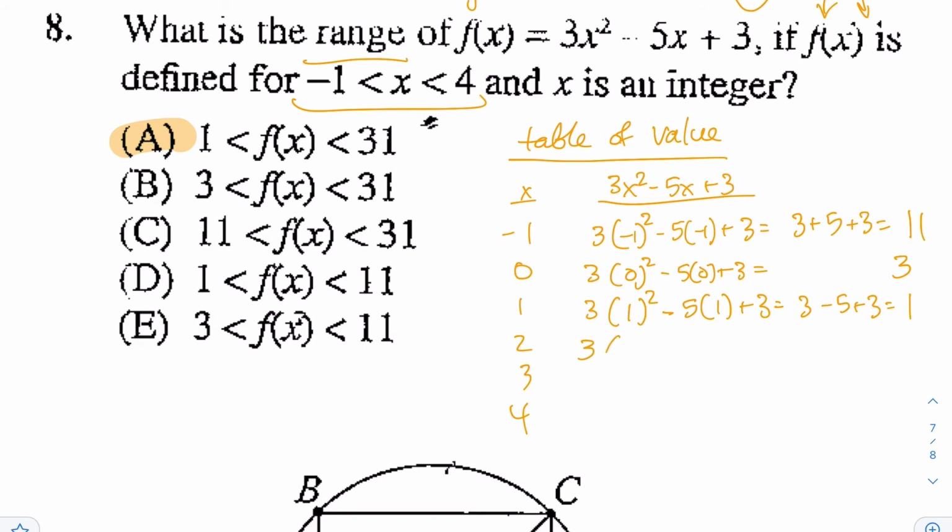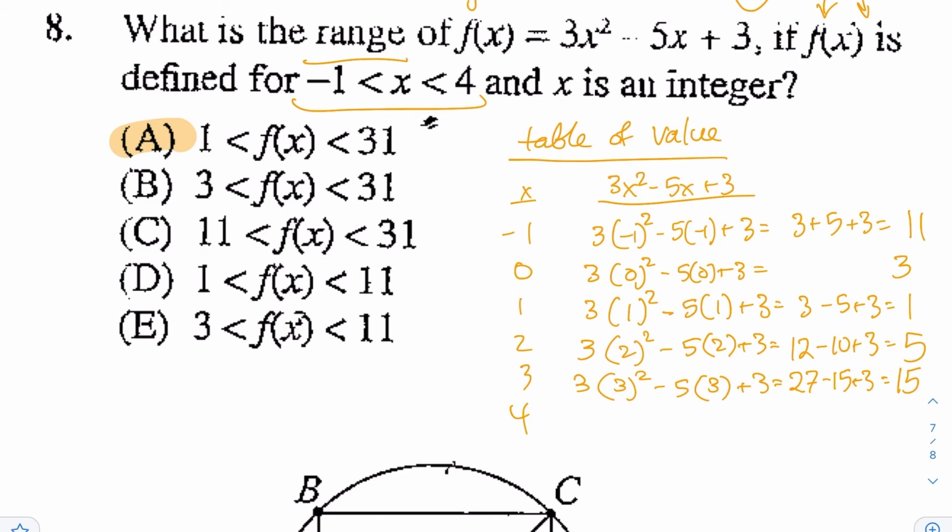Then you substitute in 2, and then you're going to see that it's going to start to increase again, or potentially increase again. So that's 3 times 4. This is 4. That's going to be 12 minus 10 plus 3. That's going to be 5. And when we substitute in 3, it's 3 times 3 squared minus 5 times 3 plus 3. And this is 9, so 9 times 3 is 27, minus 15 plus 3. That's 12 plus 3, or 15.